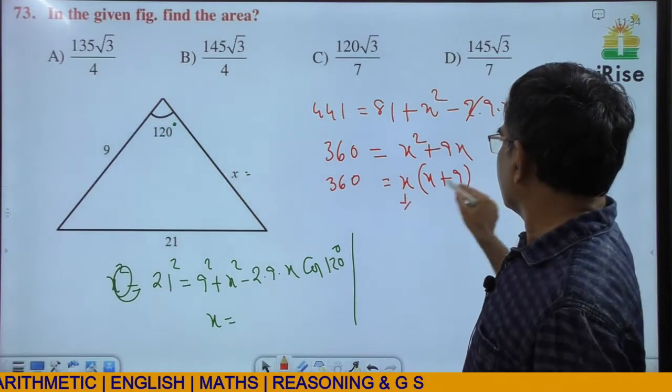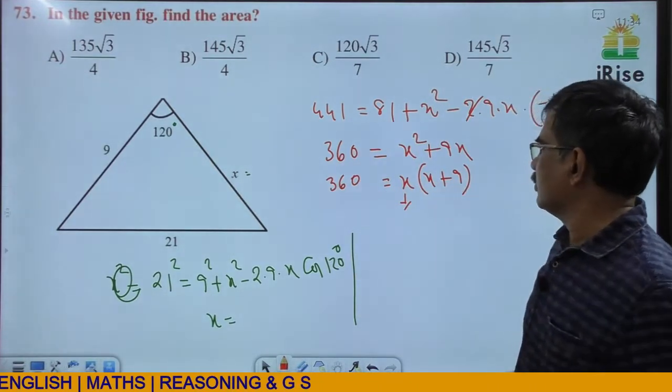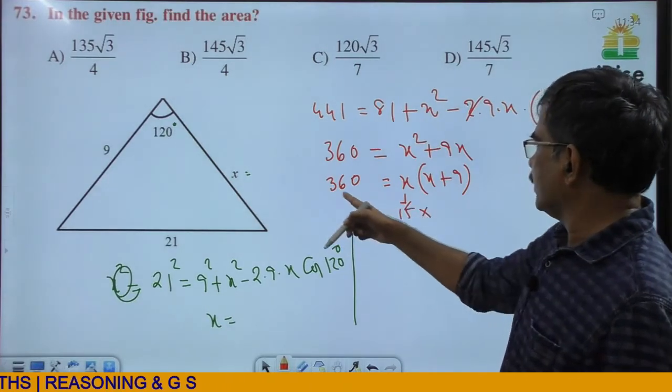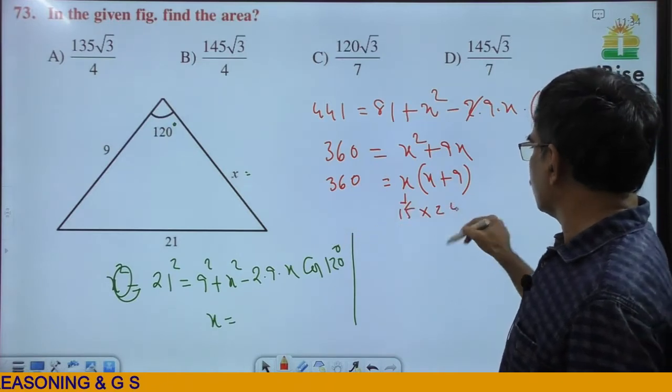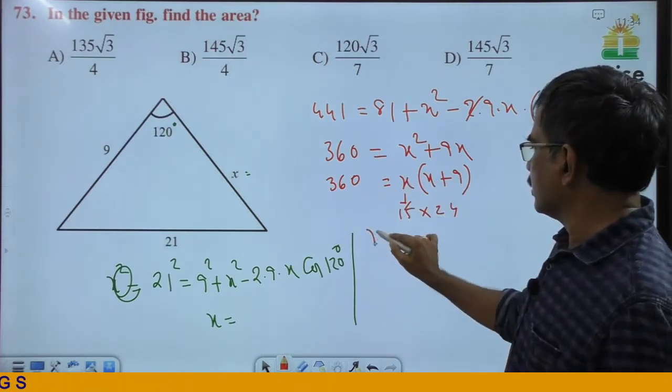For what value of x is it satisfied? Because 0 is there, I think one of the values is 15. If it is 15, 15 2s 30, 15 4s 60. Satisfied? 15, 15 plus 9, 24, satisfied. So x is equal to 15.